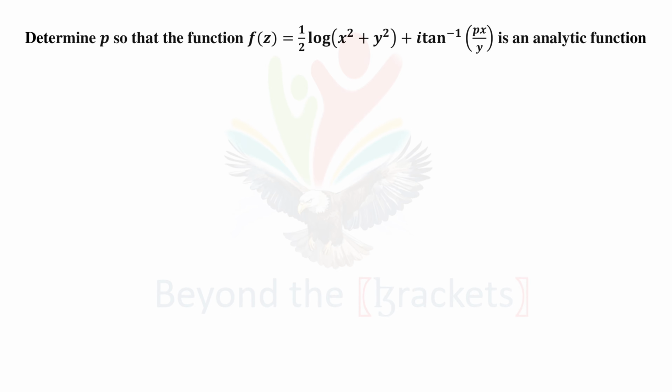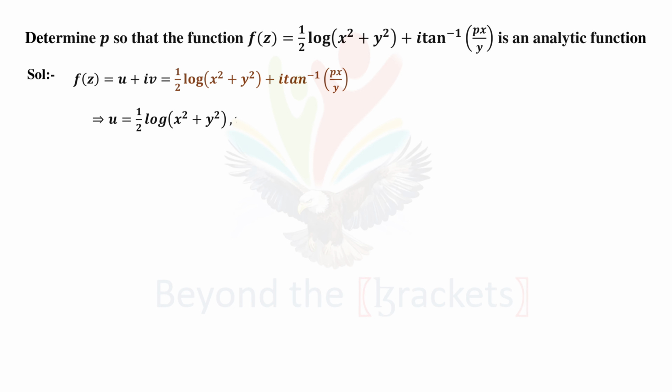Let's look into the last question. Determine p so that the function f(z) is an analytic function. Since f(z) is given as an analytic function, it satisfies the CR equations. Separating real and imaginary parts of f(z), we get the real part u = 1/2 log(x^2 + y^2), and the imaginary part v as tan^-1(px/y).